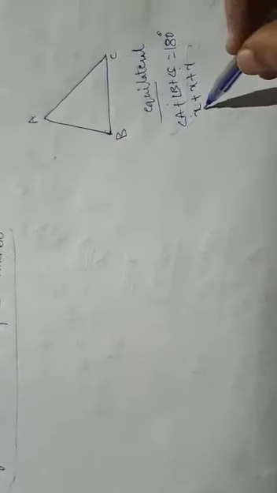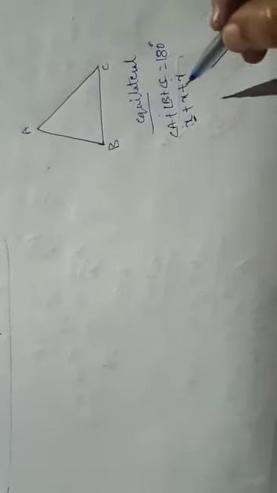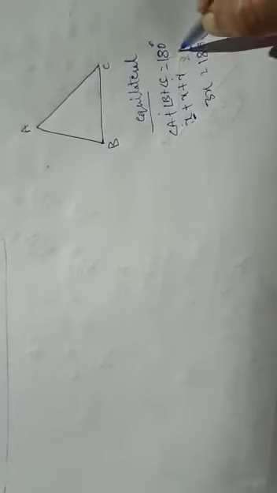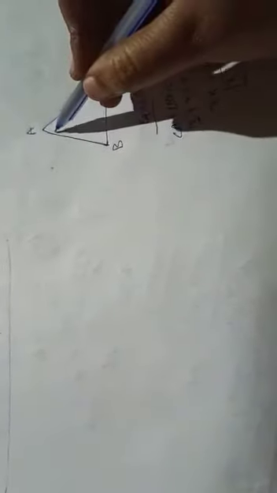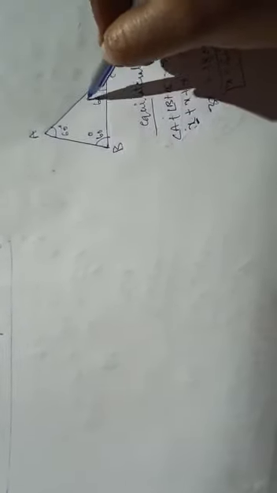x plus x plus x. Here x is one of the angles of the equilateral triangle. So 3x equals 180 degrees, x equals 60 degrees. So angle A equals 60 degrees, angle B equals 60 degrees, angle C equals 60 degrees.